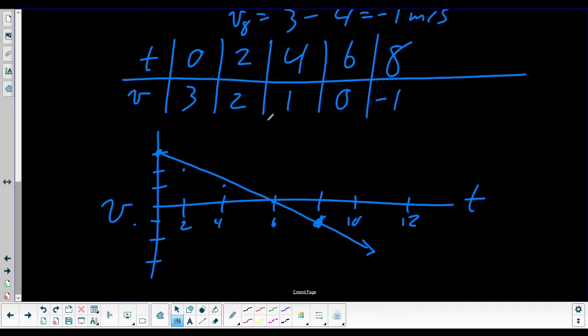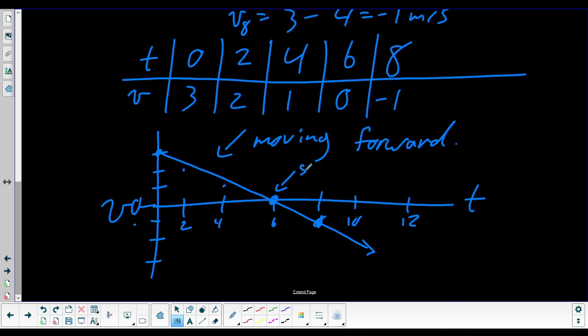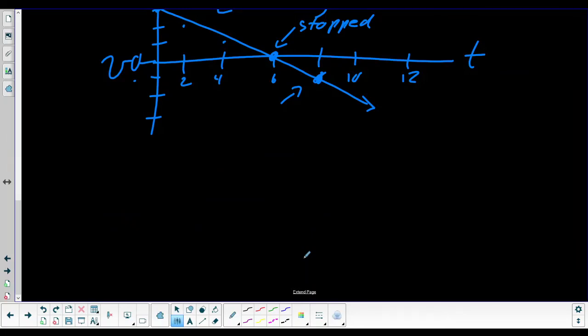But, okay, let's talk about something. While his velocity is positive, positive velocity means moving in the forward direction. So this is moving forward. This spot right here, when velocity is 0, this is stopped. The wind's blowing on him, he's slowing down, and he stops. And then what happens here? What does negative 1 meters per second mean? What this means is that he has stopped, the wind continued to blow on him, and it starts to push him backwards. This means moving backwards.